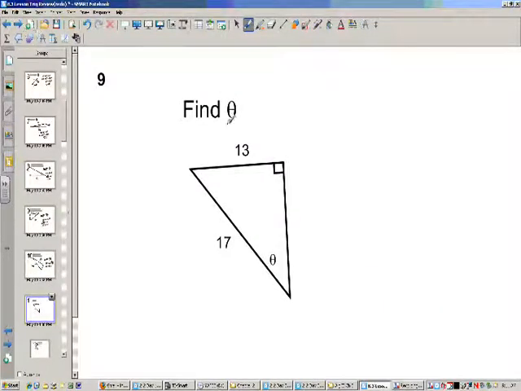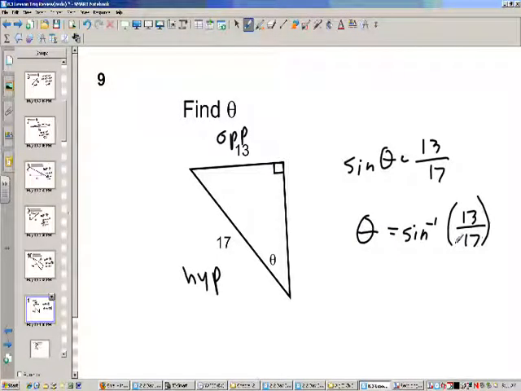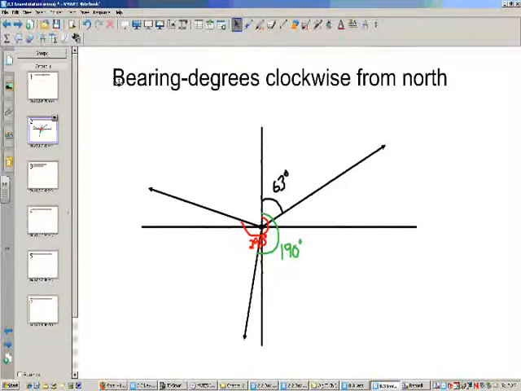Just to do another one of those, here we have the opposite, and here is the hypotenuse. So the sine of theta is going to be 13 over 17. So theta will be the inverse sine of 13 over 17, which is 49.88, or 49.9.